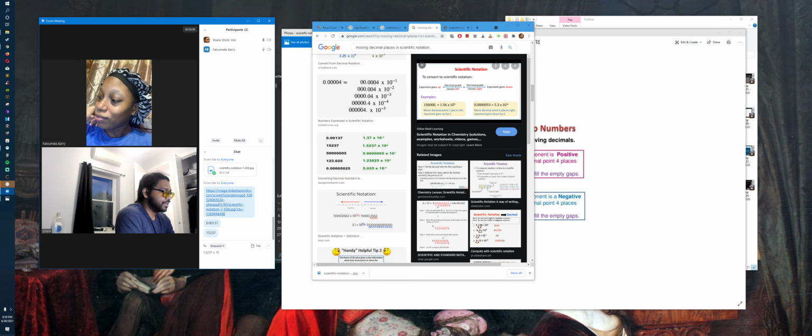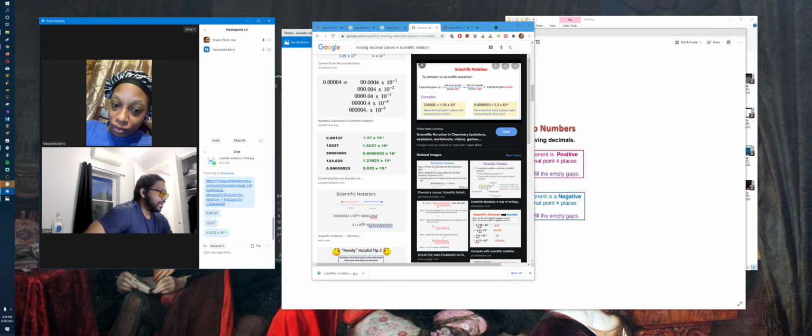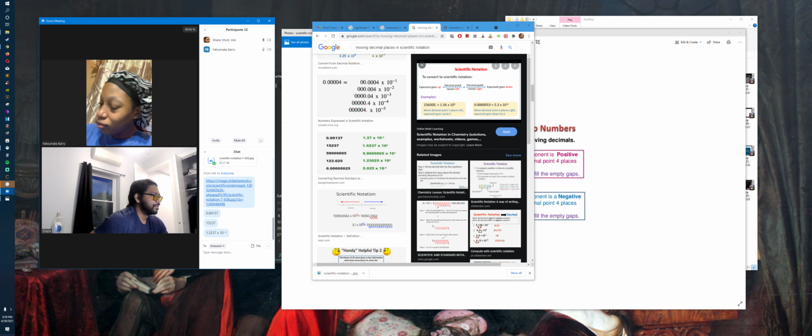Times 10 to which power? So, how do you get from 1.5237 to 15,237? You're going to be moving the decimal point over which way? The right? And how many times to the right? Four. Perfect. So what will your answer be? Times 10 to the fourth power.